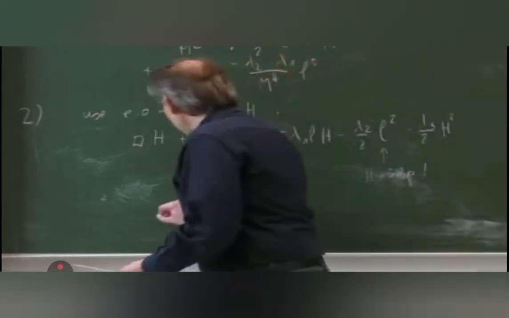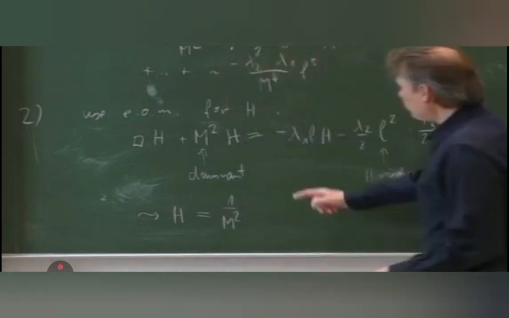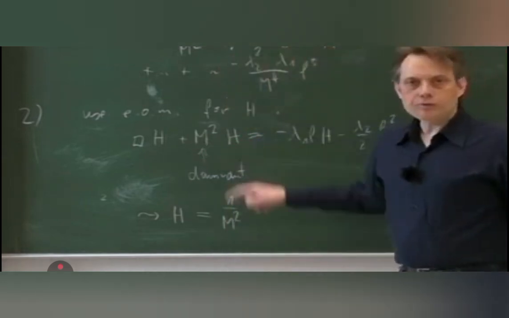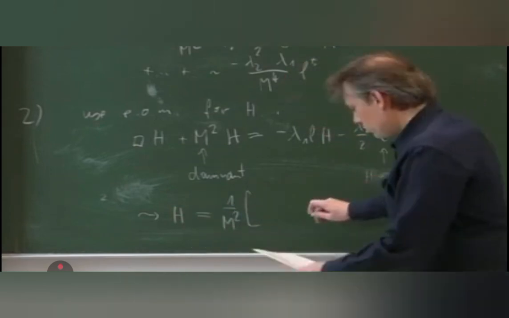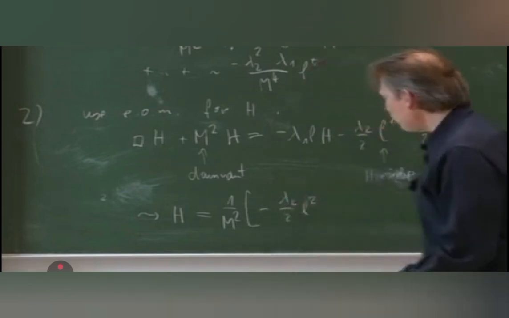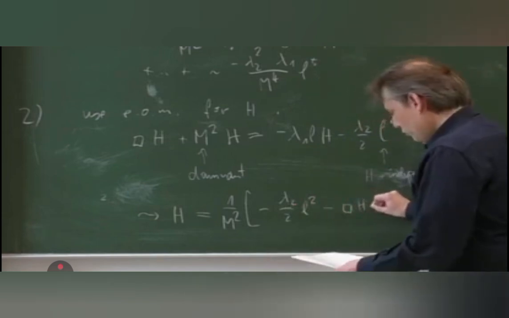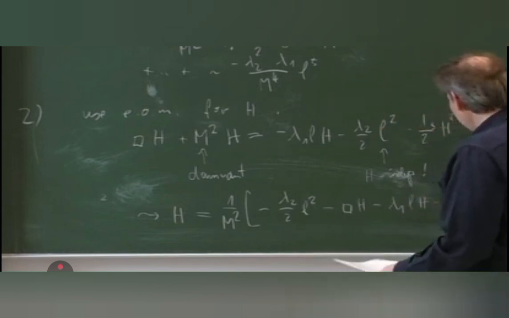And so we can iteratively solve the equation of motion as a Taylor expansion in 1 over M squared. So I just solve for this term here and divide by capital M squared, then I get H is equal to 1 over M squared times the following. Let me start with the H-independent term, so minus lambda 2 over 2 capital L squared, then plus all the other terms, so minus D'Alembert H minus lambda 1 LH minus lambda 3 over 2 H squared.